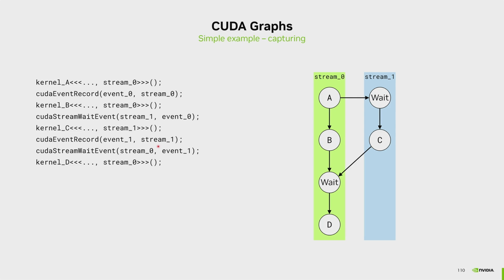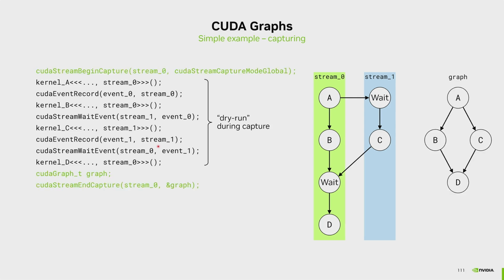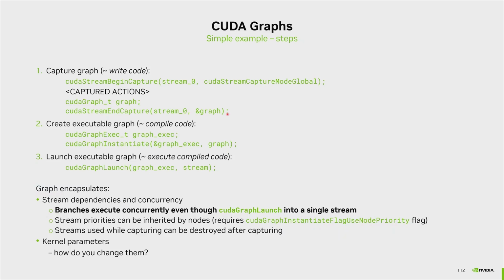The simplest way to create a graph is to do what's called stream capturing. You surround your sequence of operations with cudaStreamBeginCapture, and then you finish it with cudaStreamEndCapture. It basically creates an object that represents your workflow. During capturing, actually nothing is run. It's essentially a dry run, so only the actions get recorded by a graph. So this is the first step.